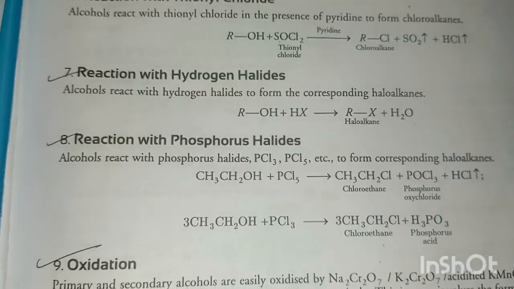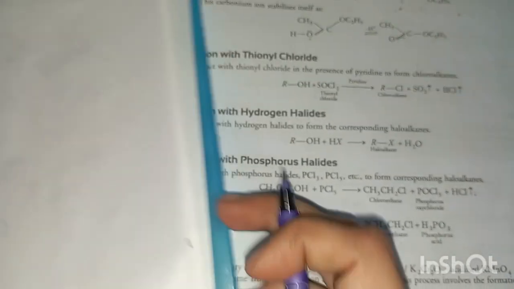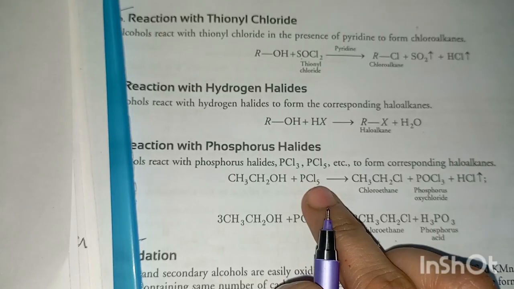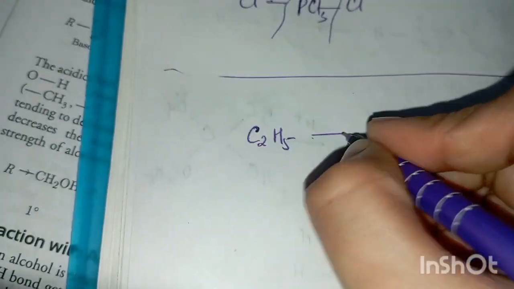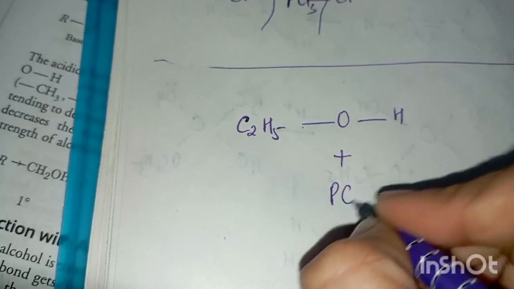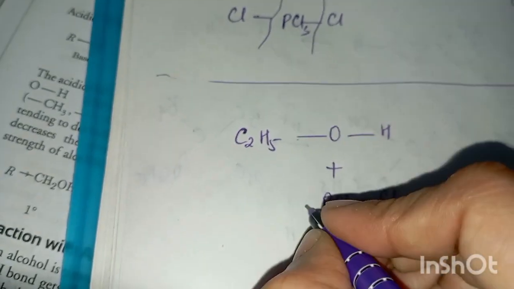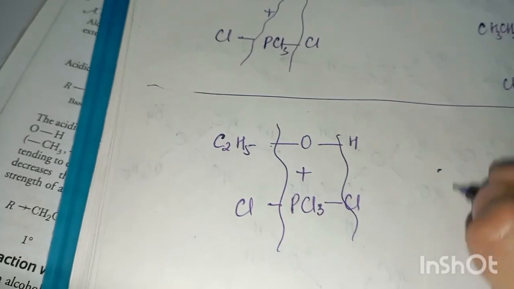The reaction with phosphorus halides we have already discussed during the preparation of haloalkanes, okay. So first is PCl5, that is phosphorus pentachloride, the reaction of alcohol with phosphorus pentachloride. Now suppose we are reacting ethyl alcohol, that is C2H5OH, with PCl5, okay. We are writing PCl5 like this. Now what will be the products here?